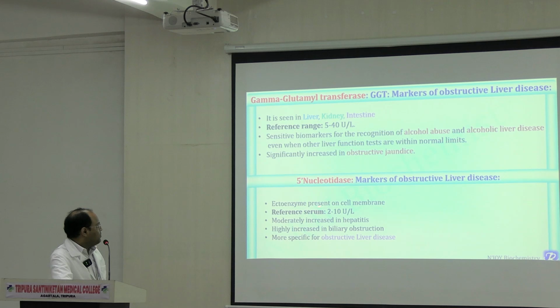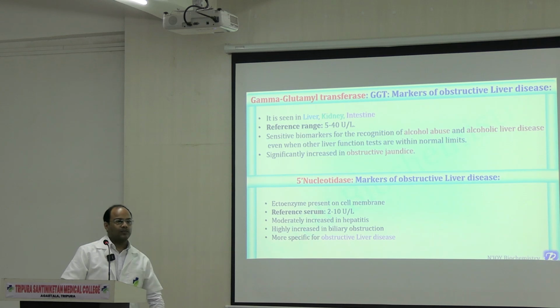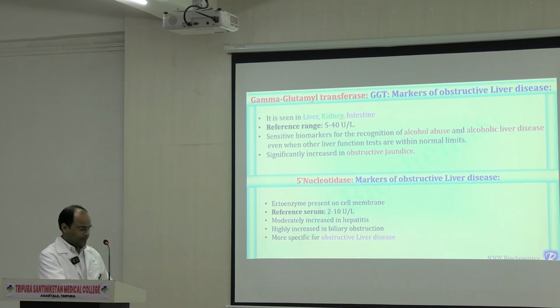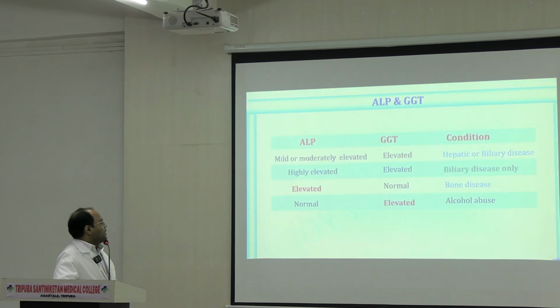It is an ectoenzyme present in the cell membrane. Reference is 2 to 10 units per liter. Moderate increase in hepatitis, highly increased in biliary obstruction, more specific for obstructive liver disease. Okay. Next, how can you interpret ALT and GGT?